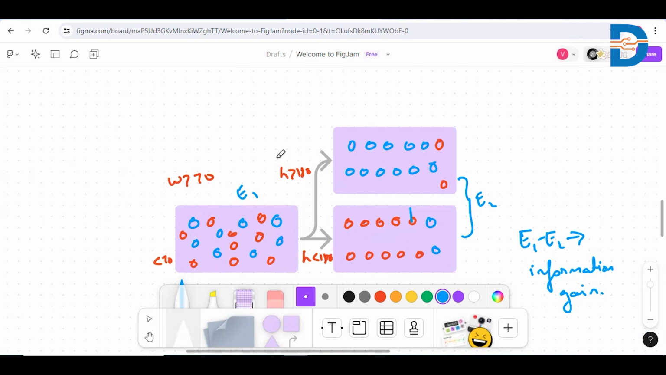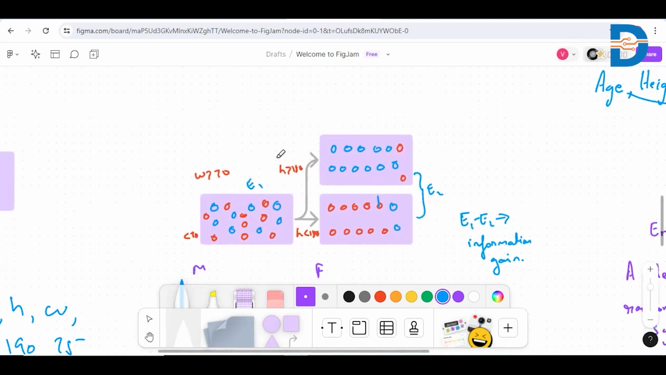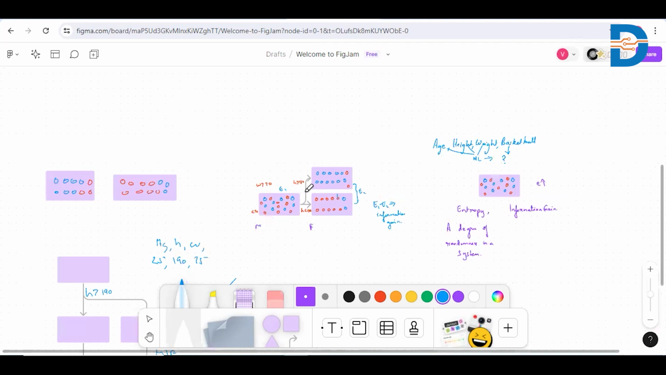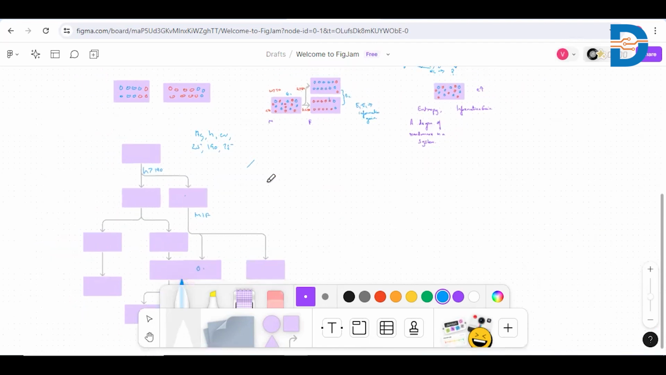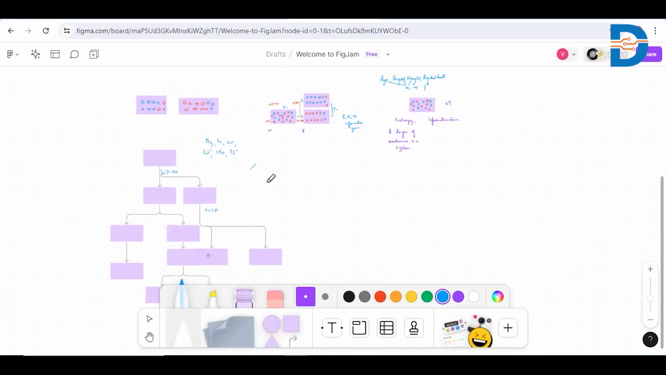So these concepts are yet to be covered, but to give you a gist of how a decision tree necessarily works, this is everything. I hope this video works. More of it coming.